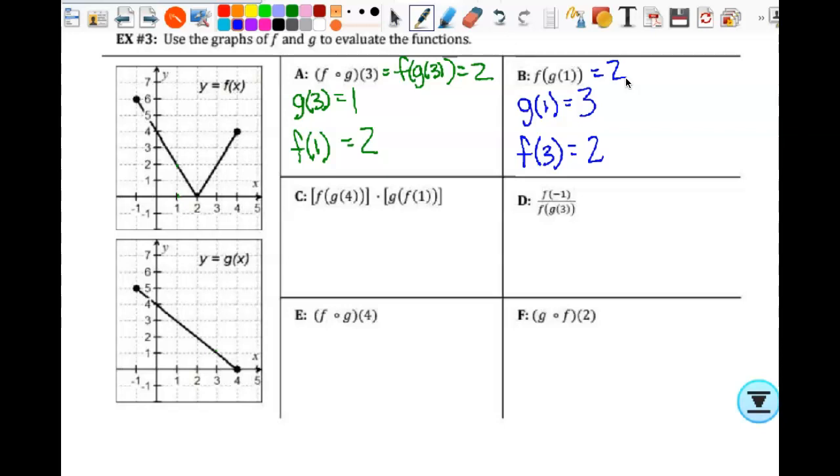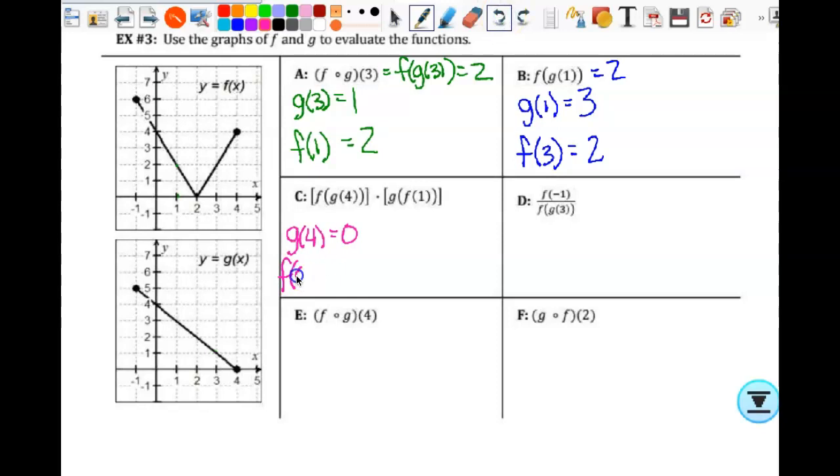All right. So then I have f of g of 4 times g of f of 1. So let's find g of 4. What is g of 4? g of 4 is 0, right? Then f of 4, oh, not f of 4, goodness, f of what? 0. What is f of 0? 4. Okay.